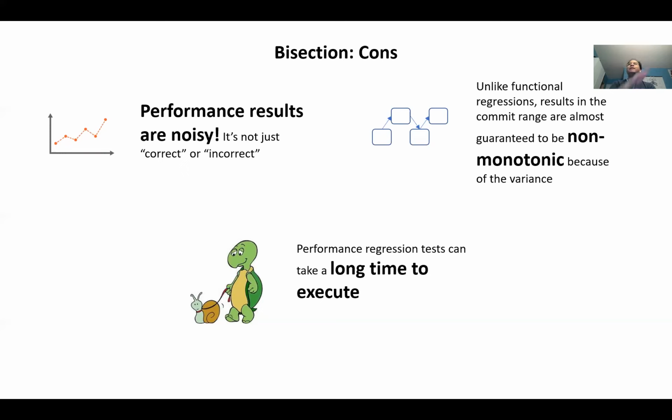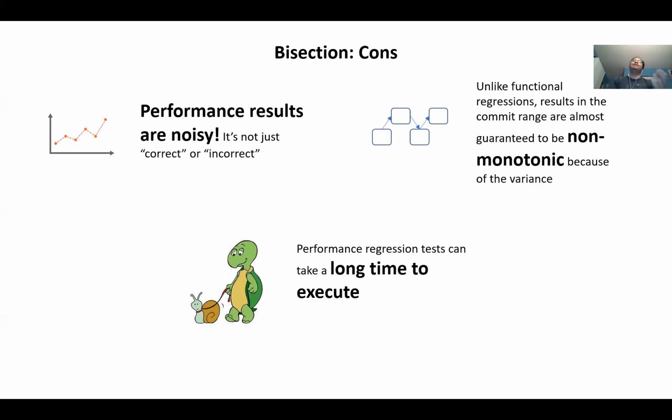So instead of having that step function as before, where everything before the root cause is a good commit and everything after the root cause is a bad commit, in this case that's not necessarily so because of the variance involved. So maybe you have an up and down type of behavior in your commits.